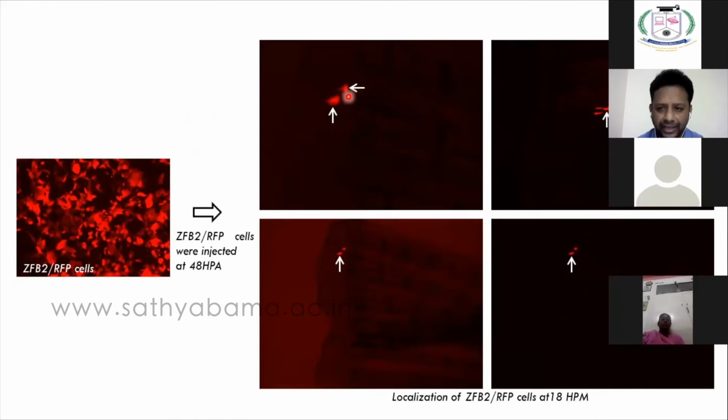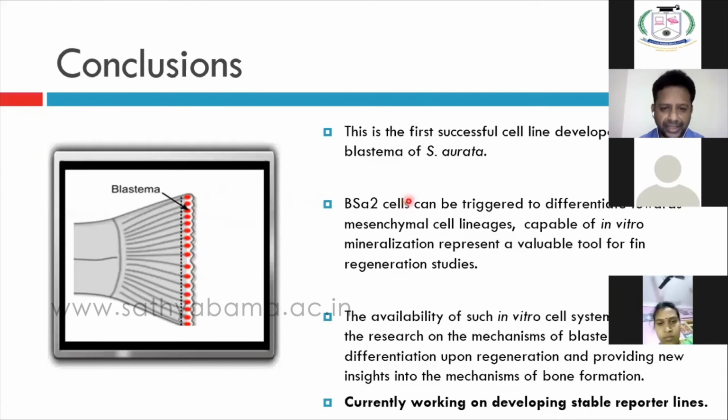So we have injected them. You could see the cells under the fluorescent microscope. You could see the injected cells after 18 hours of microinjection. The cells are growing. These are the cells we have named BSA2. It has multipotency capacity from the blastema. So we are currently working on developing stable reporter lines.